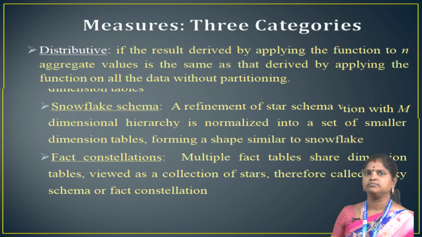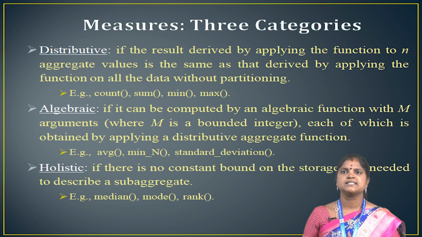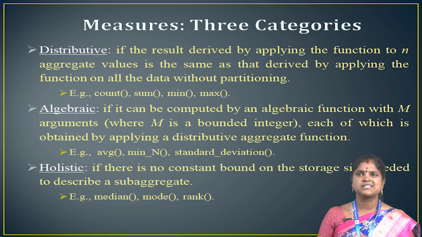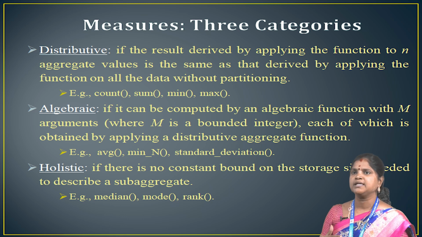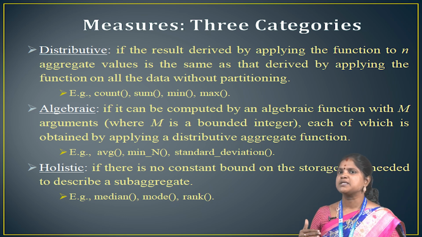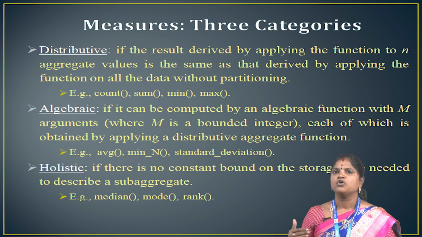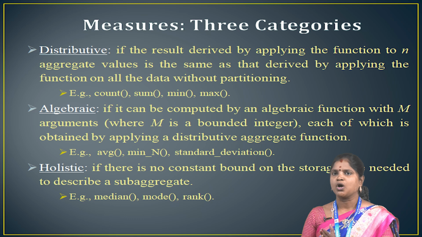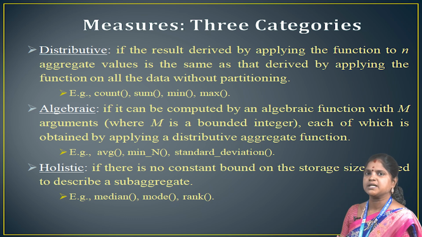Measures. There are three categories of measures: distributive, algebraic, and holistic. Distributive means the result obtained by applying the function to n aggregate values is the same as that derived by applying the function on all the data without partitioning. Examples: count, sum, minimum, or max.